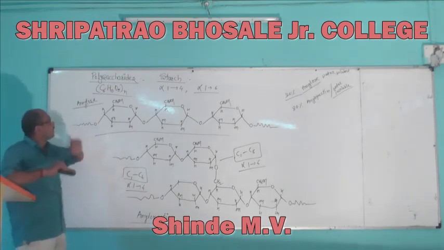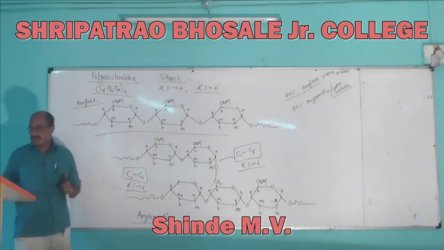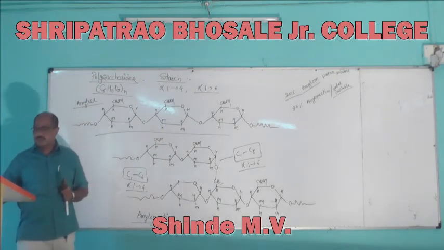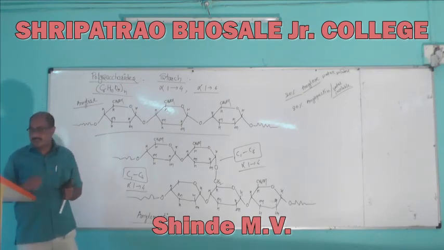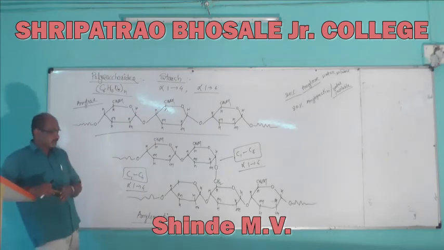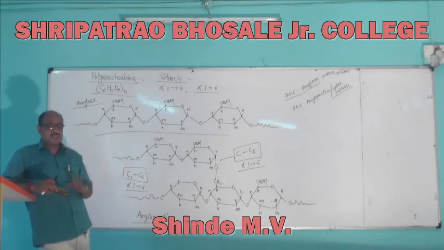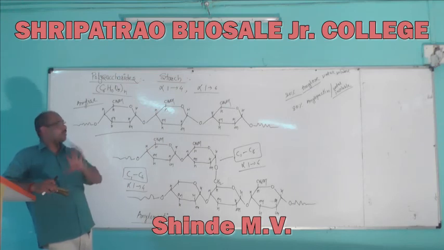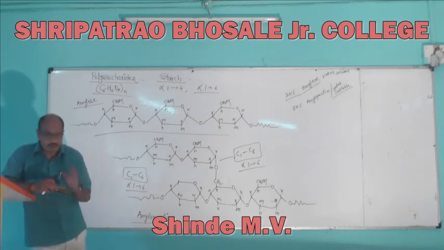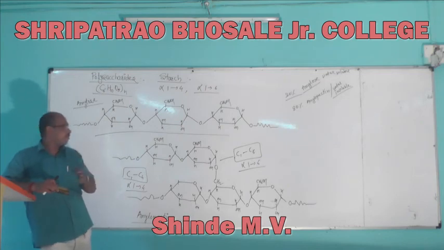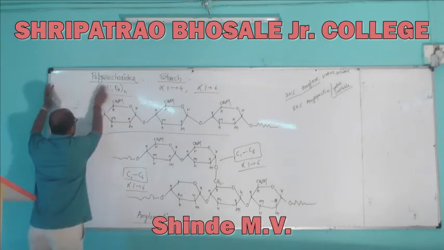You got it? Now the next polysaccharide is cellulose. Cellulose is present in the plant. The plants have the presence of cellulose. Cellulose is generally the straight chain polymer of beta D glucose molecules, which have the linkages beta 1 to 4. Beta 1 to 4.